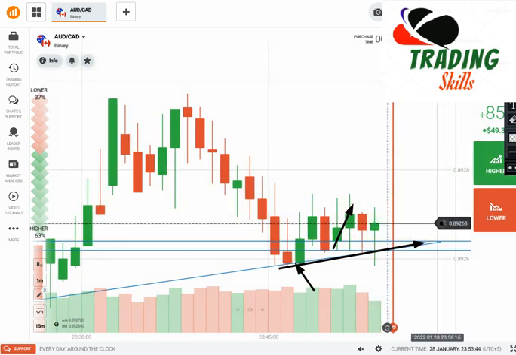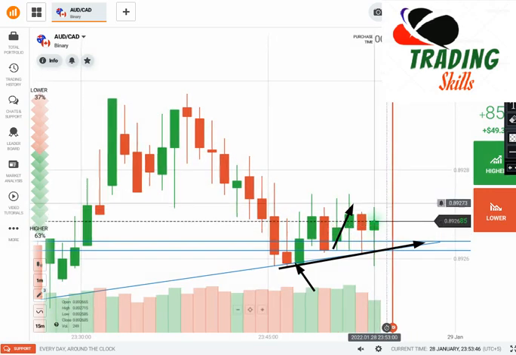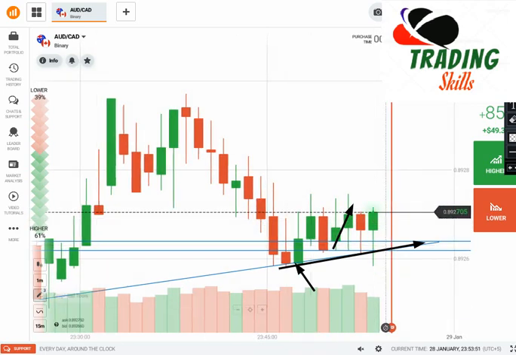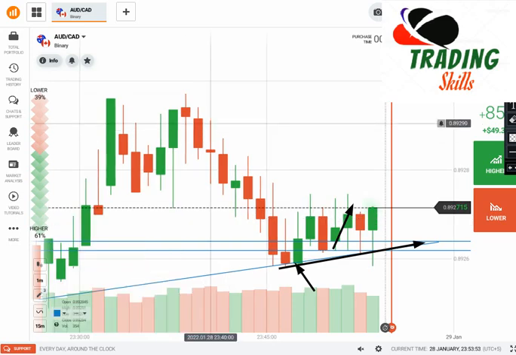So now you can see here, you are getting here a bullish candle. So you need to draw a line like this.